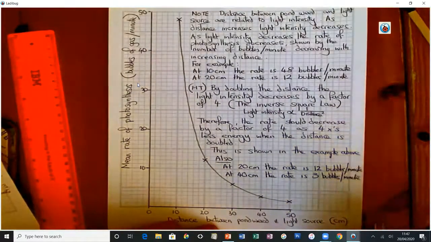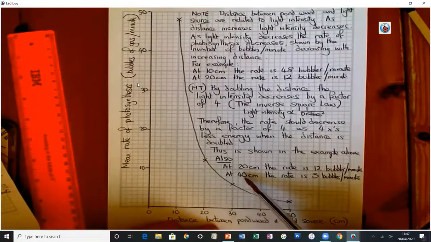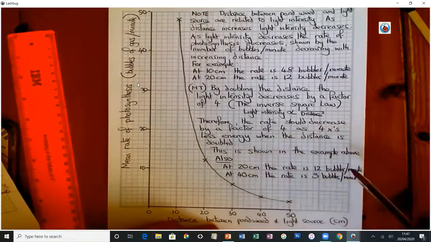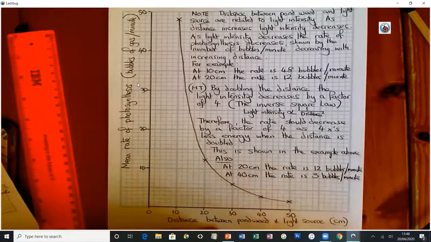So we can see, can't we, that I've doubled the distance that the light source is away from the pondweed. And if we look at the results, the rate has decreased by a factor of 4. This evidence backs up the inverse square law, because we can see that if we are doubling the distance, the rate of photosynthesis is reducing fourfold, because the light intensity, the amount of energy, is being reduced fourfold.